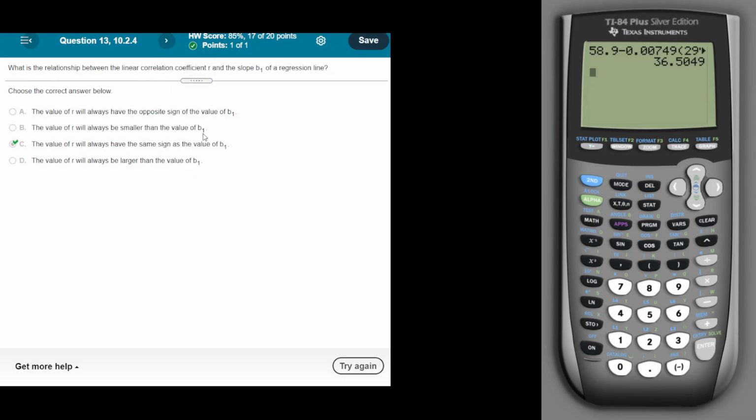Okay, so this is a concept question. This question was on the exam. The value of r will always have the same sign as the value of b1. Okay, so write this down, copy it, do what you got to do.